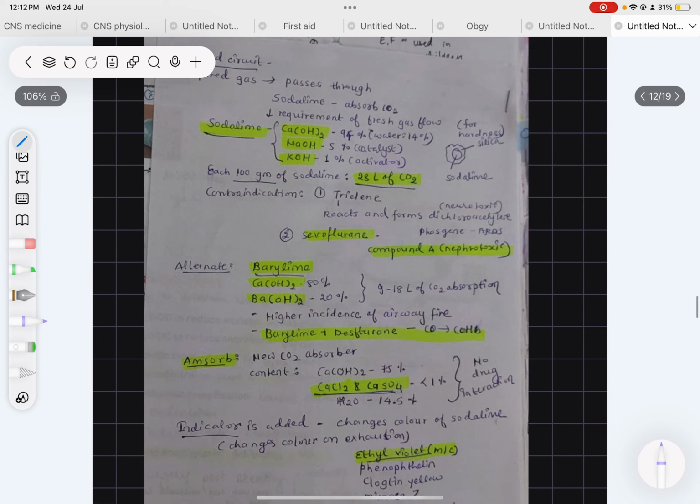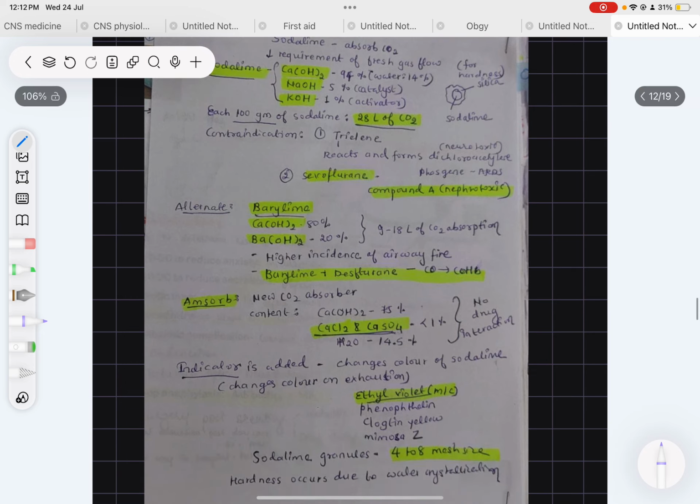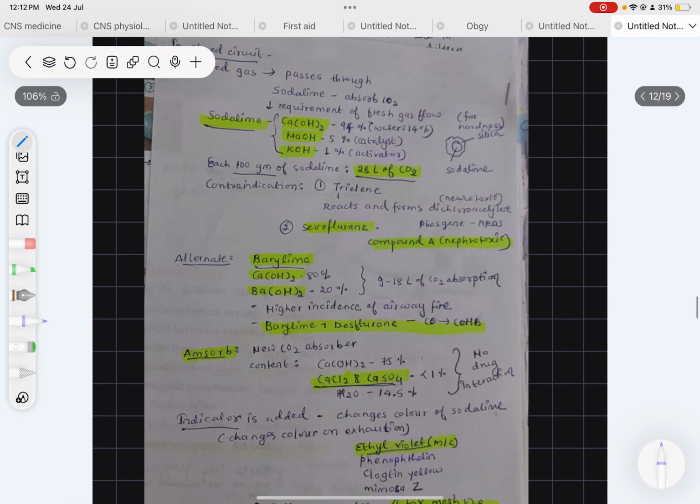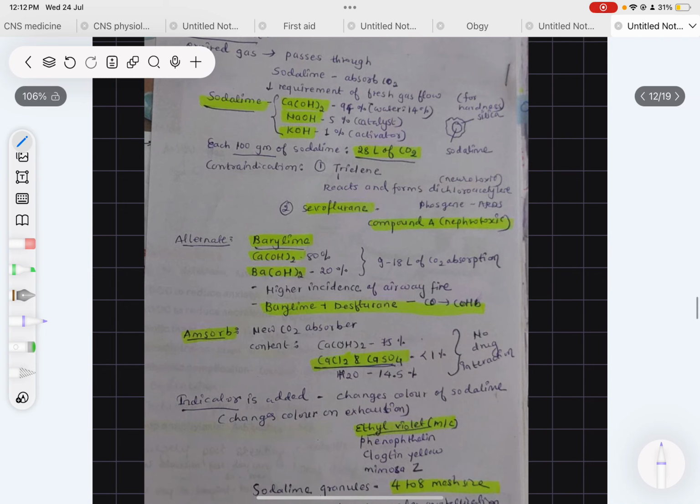And what's the function? NaOH will act as a catalyst while KOH acts as an activator. Each 100 gram of soda lime will absorb 28 liters of carbon dioxide. So in the core part there will be soda lime, and the outer cover will be made up of silica for hardness. So this is mainly the composition of the soda lime and silica.